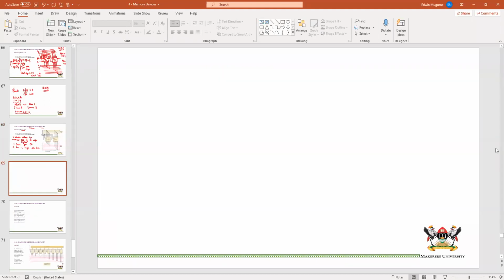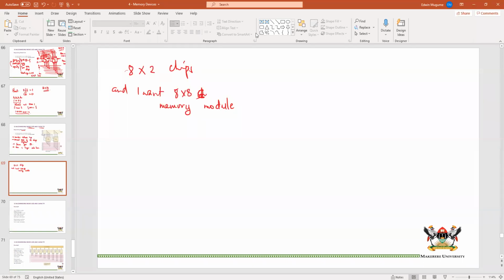So now if I had 8 by 2 chips, and I want an 8 by 8 memory. By the way, when we combine different chips, we create what we call a memory module. A memory module is a combination of individual chips.